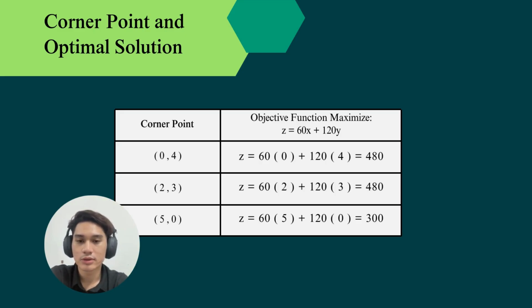So for the next corner point, it is (2, 3), 2 is x and 3 is y, z equals 60 times 2 plus 120 times 3, which equals 480. The last one is 5 as x and 0 as y, which is z equals 60 times 5 plus 120 times 0, and that equals 300.